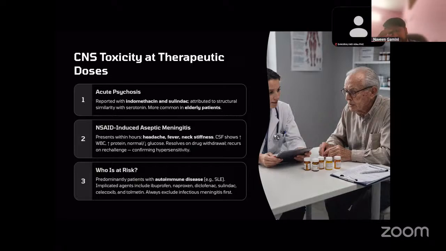And we need to know in which patients this is commonly seen. It is predominantly seen in patients with autoimmune diseases like SLE. And the agents which are implicated are ibuprofen, naproxen, diclofenac, and others. So we need to always exclude infectious meningitis first, and then we need to consider NSAIDs also causing aseptic meningitis.